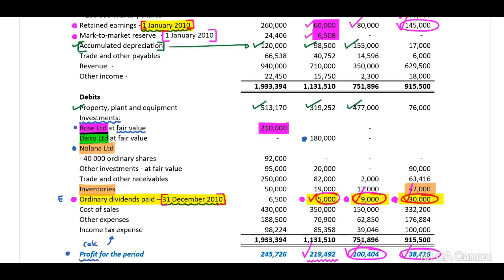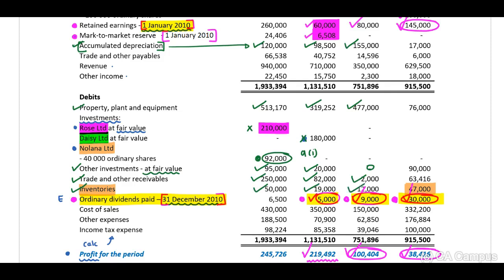Investments, remember these amounts will be eliminated in our elimination journal. The investment in terms of the 92,000 we have calculated in part A1, the total amount for group purposes. We can identify that there's other investments at fair value 95,000, 20,000, and 0. We have trade and other receivables, 250,000 for Spring, 82,000 and 2,000, and then inventories 50,000, 19,000, and 12,000.